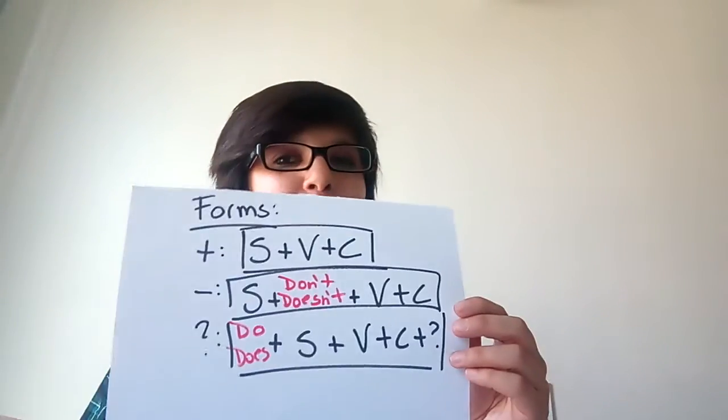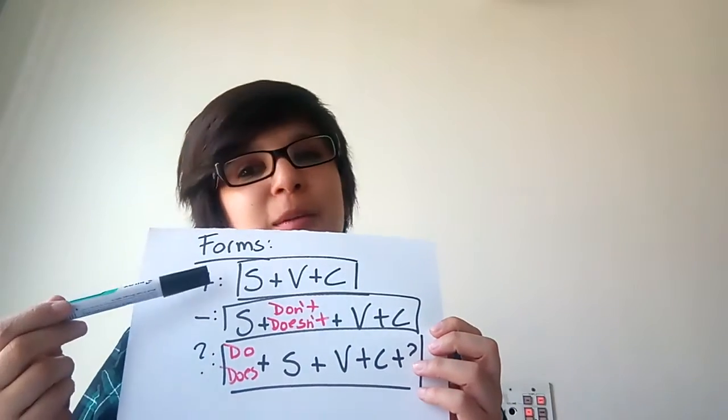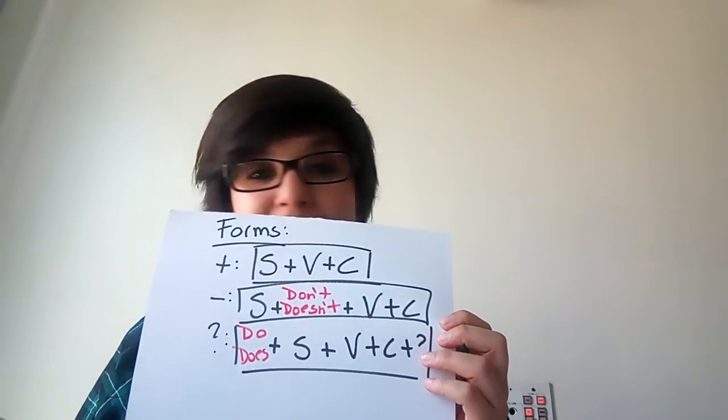So, every time that we use a tense, we have to focus on these three forms. We have the positive one, the negative one, and the interrogative one.